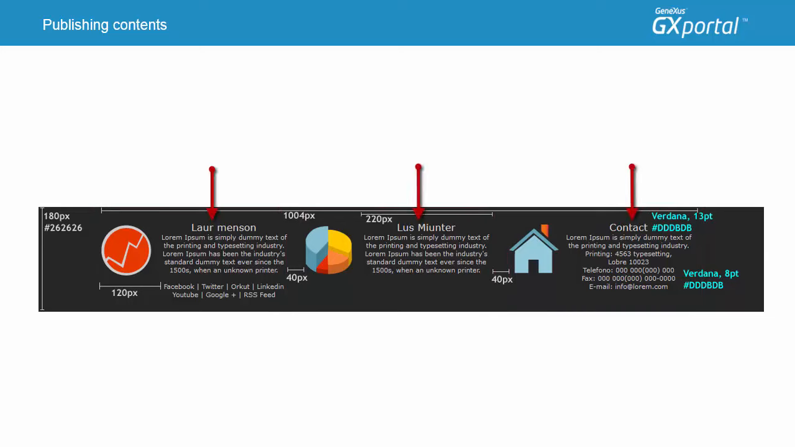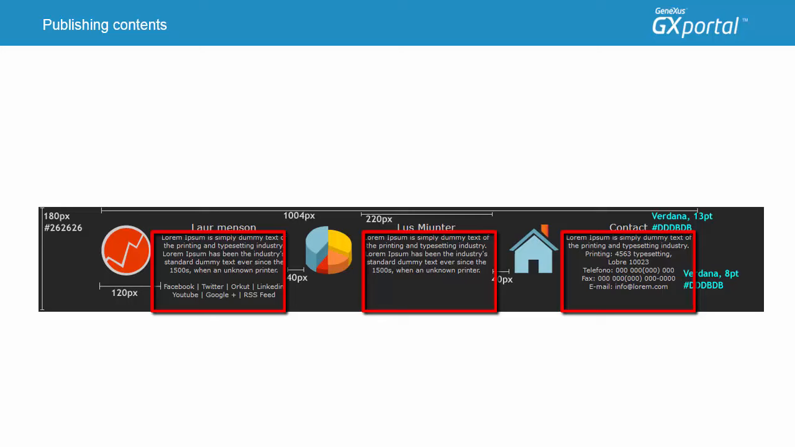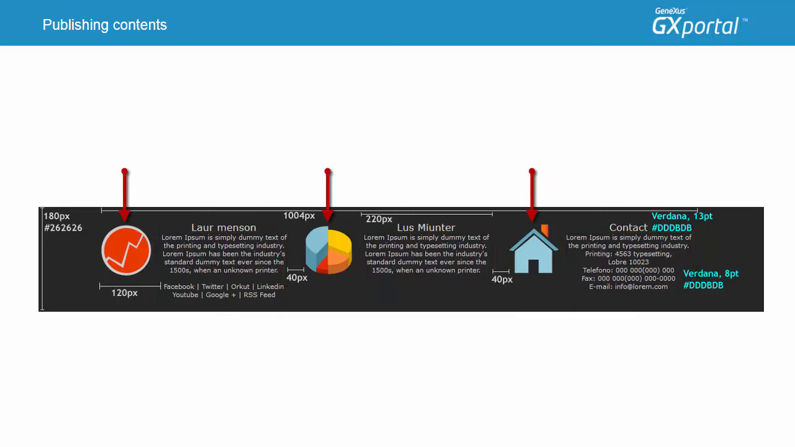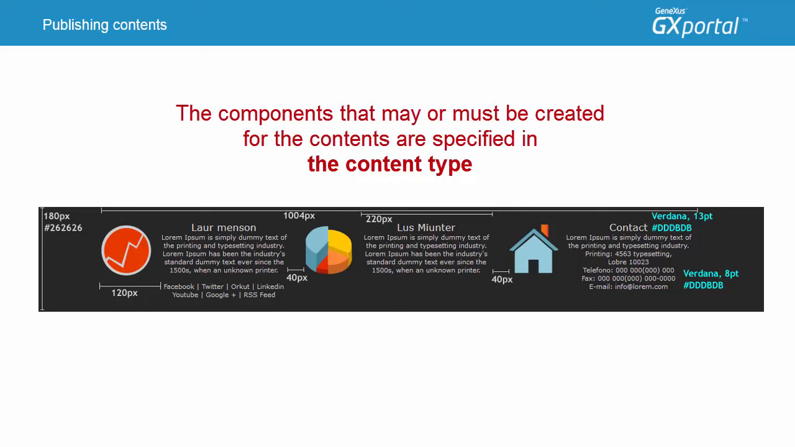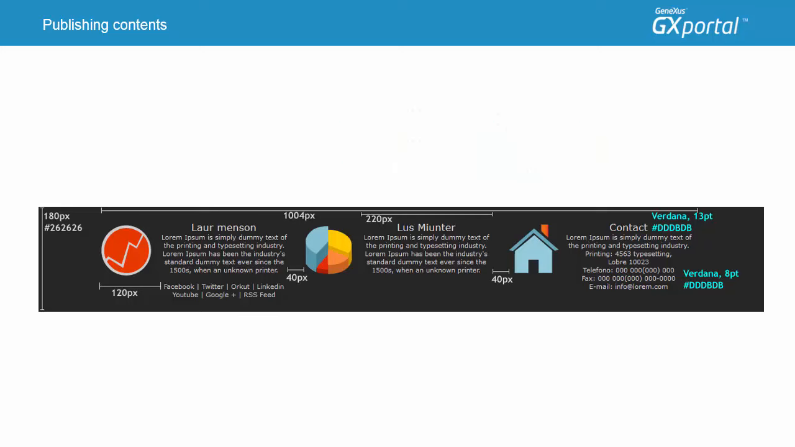Contents are given a title. In addition, they can have a summary, a body, images, videos and audio, among other things. The mandatory and optional elements of these contents will depend on their content type. Then, their appearance and behavior will be configured in the Content GX portlet.